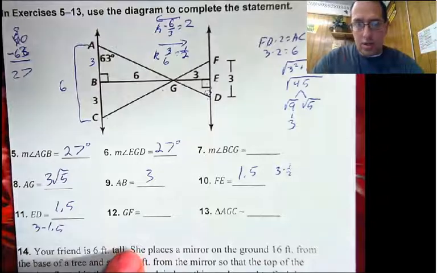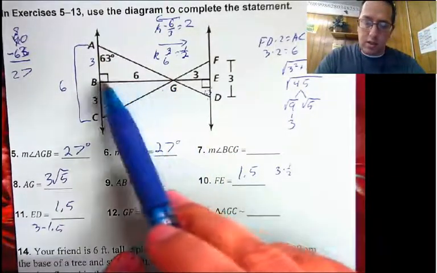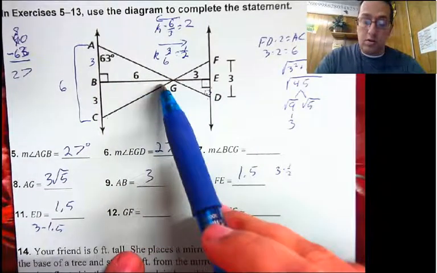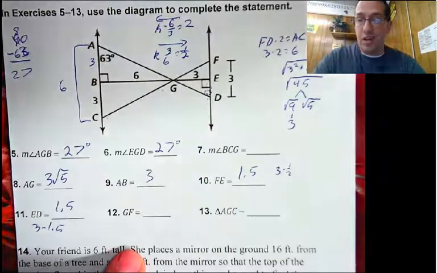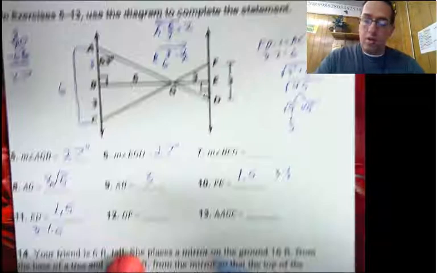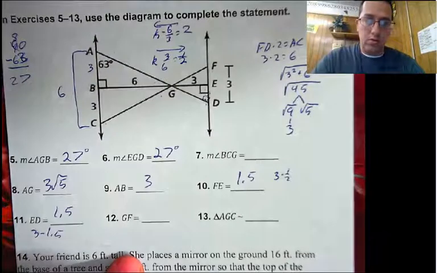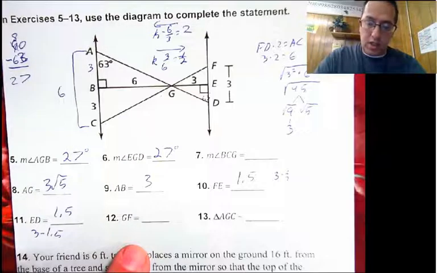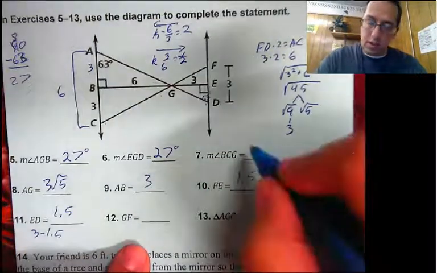Which means, if you'll notice, that this is going to the midpoint, right? It is also the altitude. And if you recall, if the altitude and the median are the same line, we have an isosceles triangle, which means the base angles are going to be congruent. So the measure of angle BCG is going to be the same as BAG, which is 63 degrees.